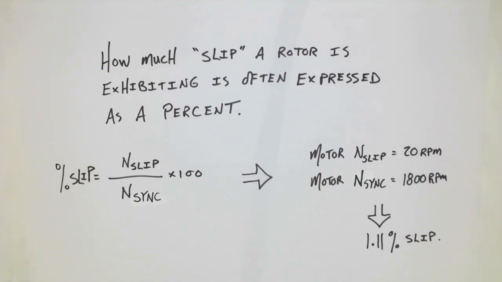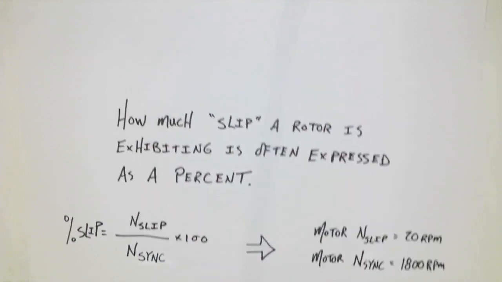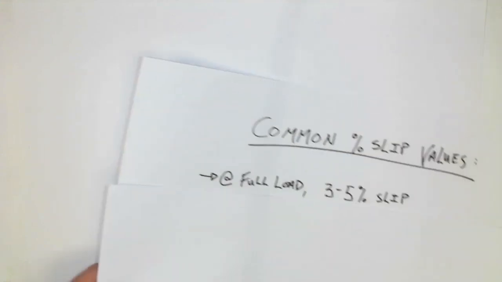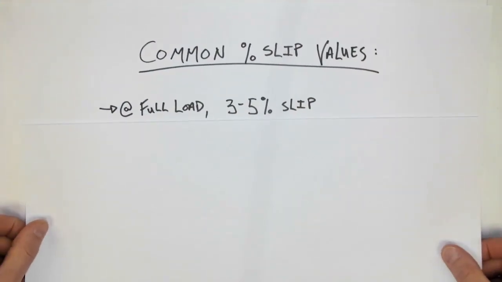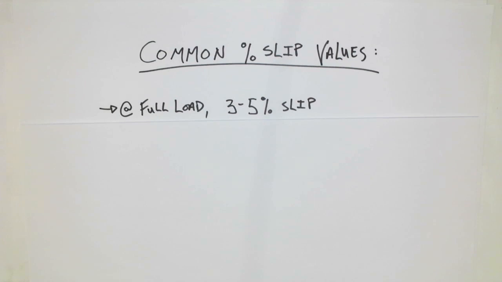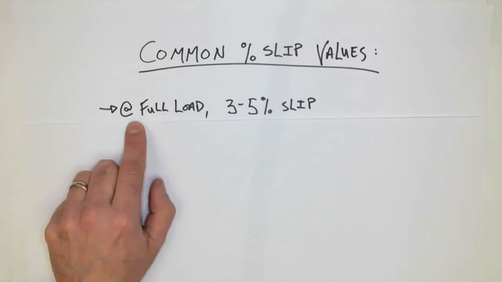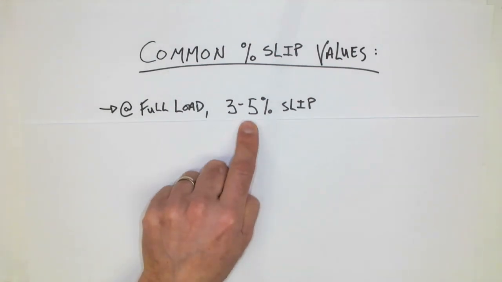Now, percent slip has some pretty common values that we should have in the back of our heads. I'm going to give you a few common percent slip values that we should be aware of. The first one is, what is the typical percent slip for a motor that's operating at full load? Well, at full load, most motors operate between 3 to 5% slip, not very much.